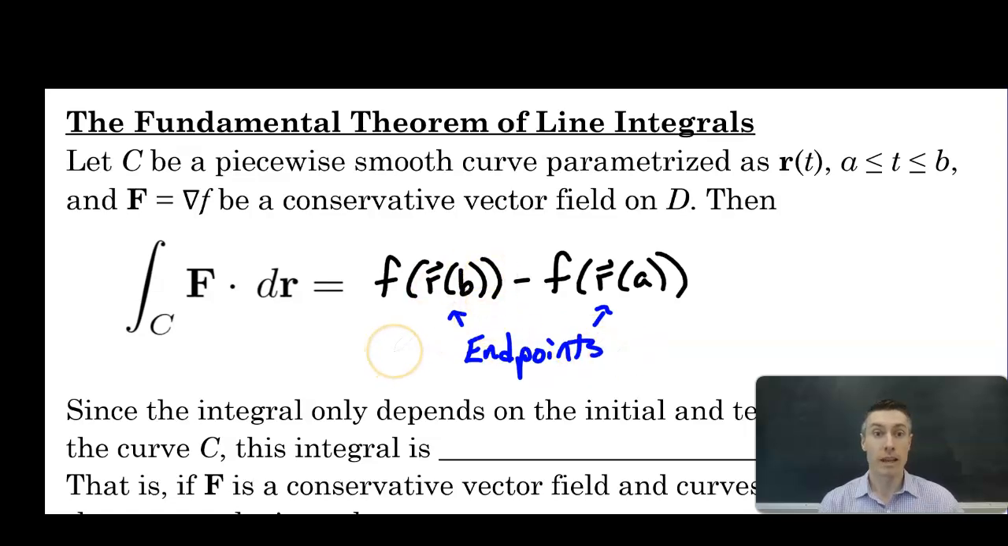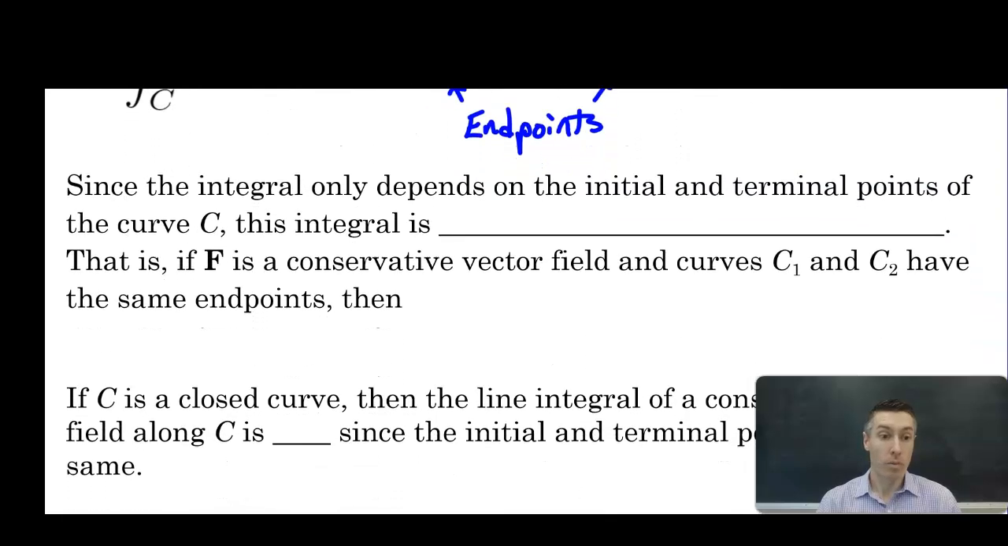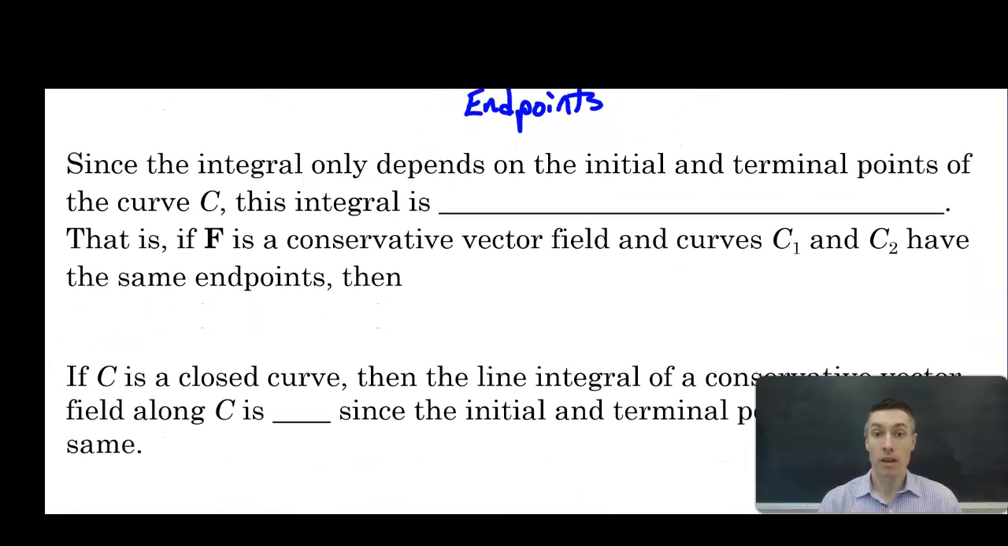Okay, so essentially we took out all of the middle part of our derivation and just focused on the start and the endpoint as the fundamental theorem of line integrals. Now there are a few remarks we can make here. Since the integral only depends on the initial and terminal points of the curve C, this integral is independent of path.